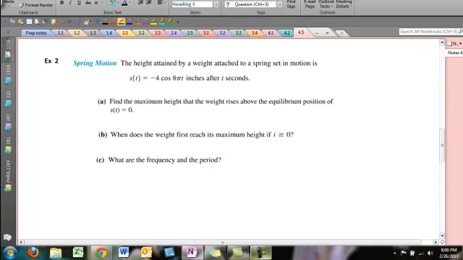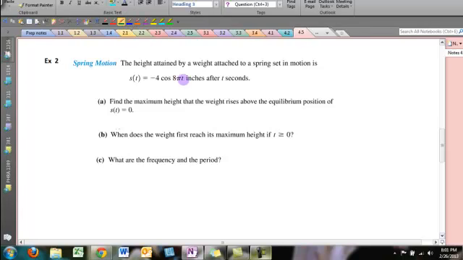All right, let's look at one more as far as spring motion is concerned. Okay, this time it says that the height attained by a weight that's attached to a spring set in motion is given by this equation right here after t seconds. And I am wanting to find the maximum height that the weight rises above the equilibrium position.